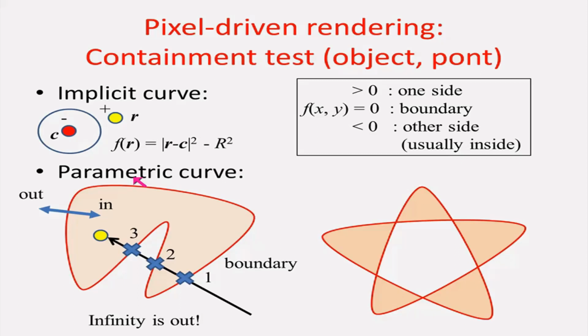If the object is defined implicitly, this is usually equivalent to the evaluation of the implicit equation for the point to be tested. If the boundary of the object is defined by a parametric curve, whether or not a point is inside should be determined by counting how many times the boundary is crossed until infinity is reached from the tested point. For example, here, this number is an odd number, which means that the point is inside. If this number were an even number, the point would be outside.